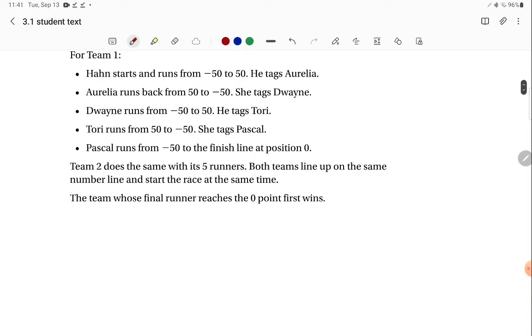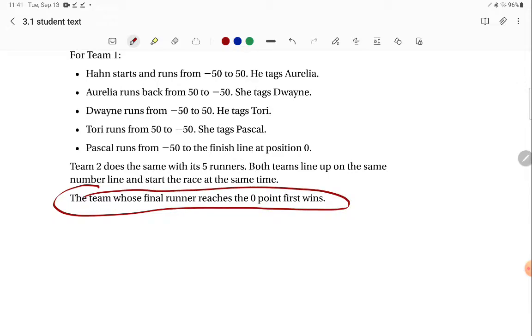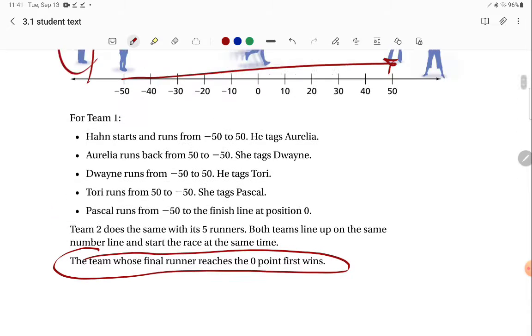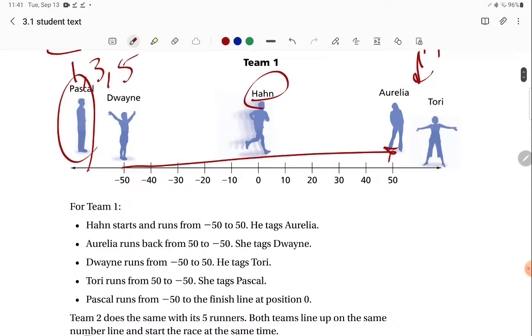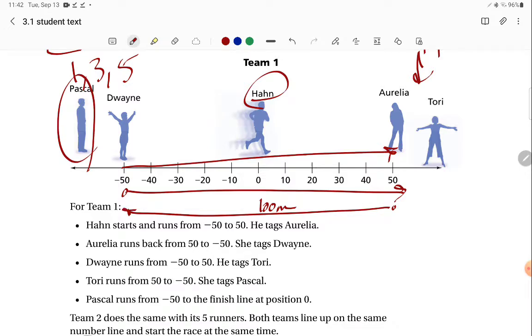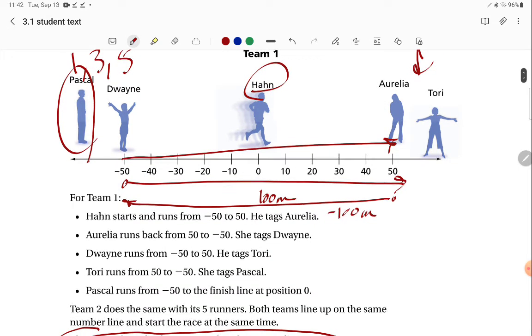Okay, so the idea is to win, and it says the team whose final runner reaches the point 0 first wins, right? And you have 5 people. So person 1 runs this way, so that's 100 meters. And then person 2 runs this way, and when you're moving to the left, that's a negative 100 meters. All right, so you have to move left and right, and your last position would have to be 0.